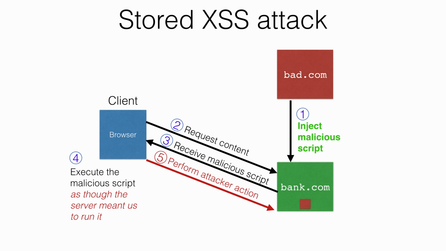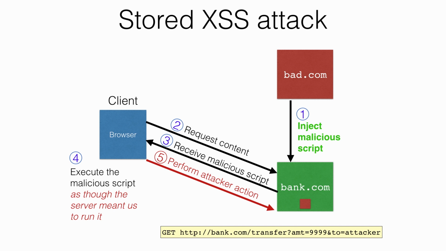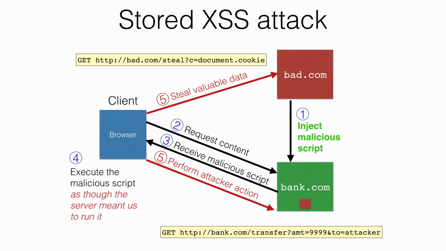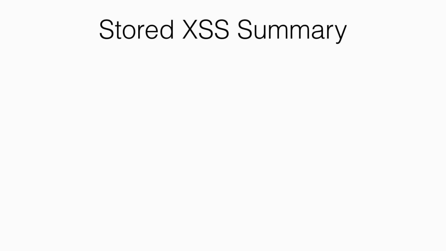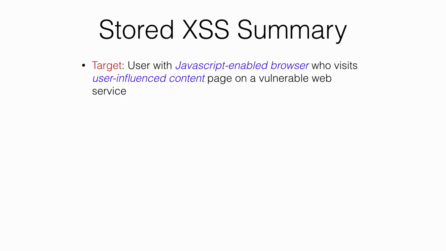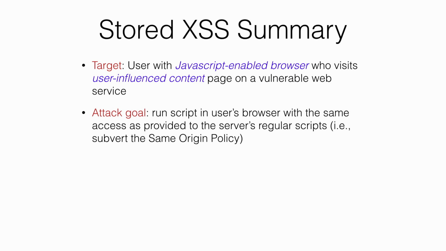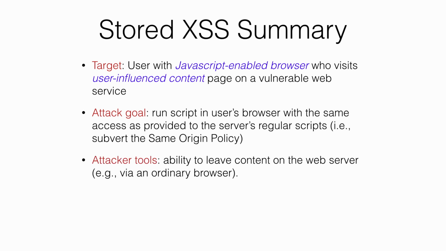As a result, that script can do nefarious things like perform attacker actions such as initiate a bank transfer or steal secret data like document cookies to send back to the bad.com site. So in summary, the target is a user with a JavaScript-enabled browser who visits a user-influenced content page, that is, a page whose content can be influenced by prior interactions with users, like the bad.com site. The attack goal is to run a script in the user's browser with the same access provided by the server's regular scripts, and in this way subvert the same origin policy.